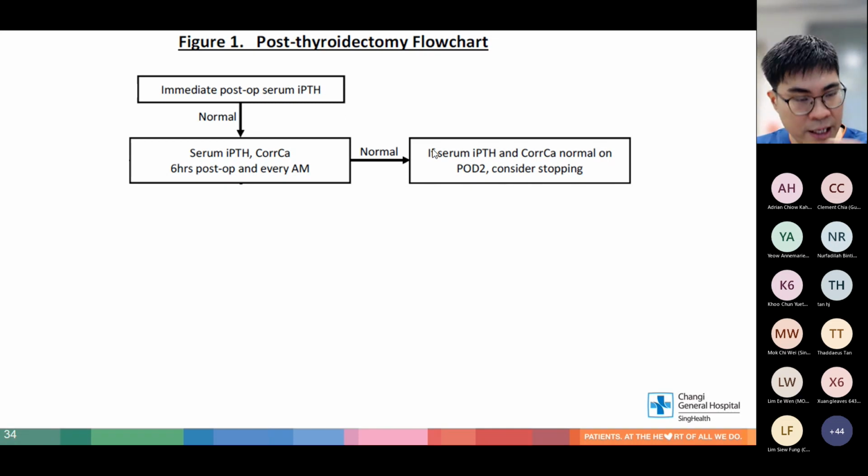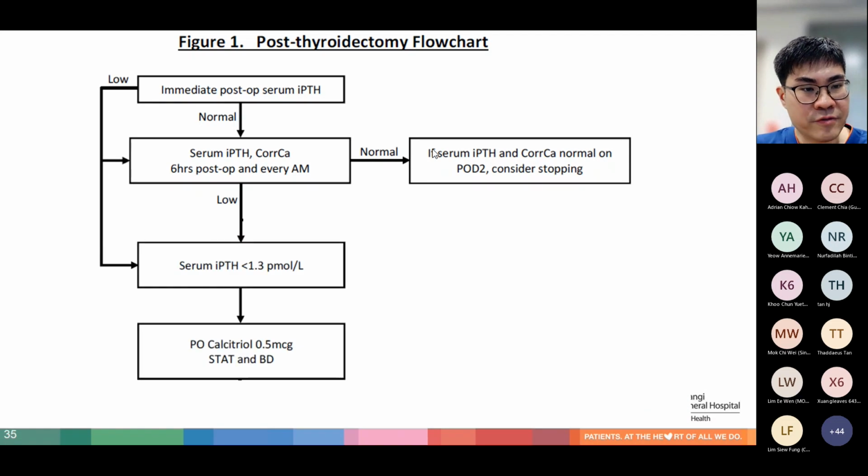If normal, we will still check at 6 hours post-op and the following morning. However, if it's persistently normal, we will stop. Why still check the corrected calcium, assuming PTH is normal? Because as we highlighted earlier, we have a substantial number of patients with vitamin D deficiency who will still develop hypocalcemia even with a normal PTH value. But if all's normal, all's good, we stop.